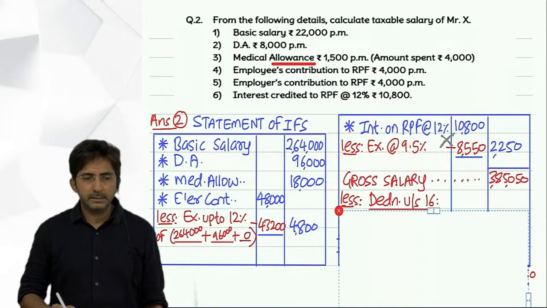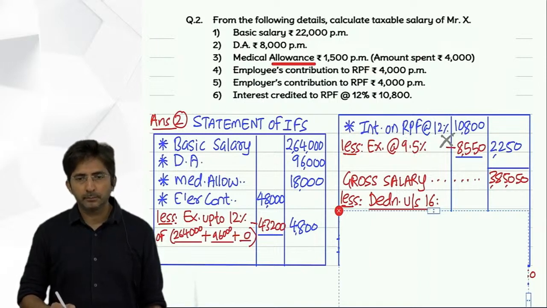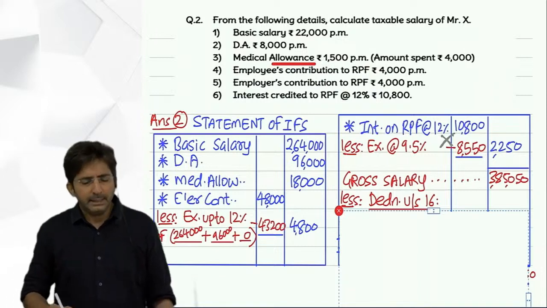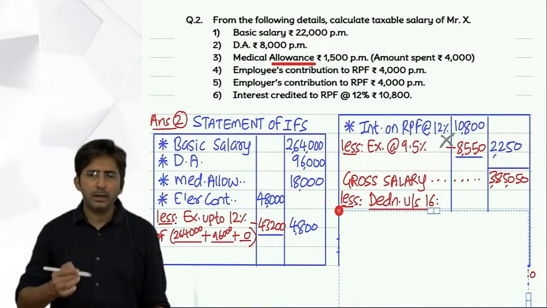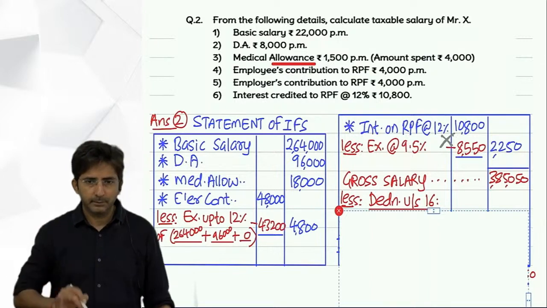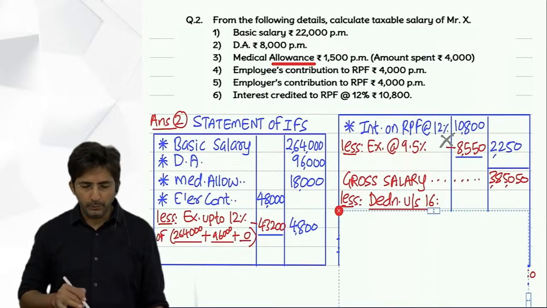Yes, standard deduction will always be there, 50,000. But for entertainment allowance and profession tax, even if you feel it's not there in the question, just write it for the sake of formality, put a dash. In exam, to save the time, you can avoid it. But right now, when you are solving this sum in the class, it's better you write.